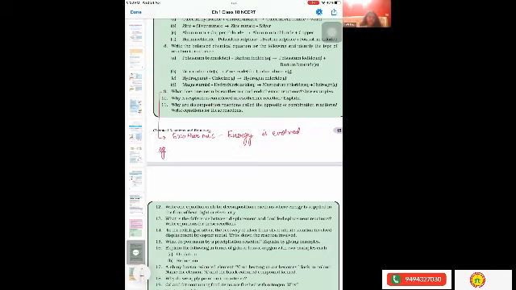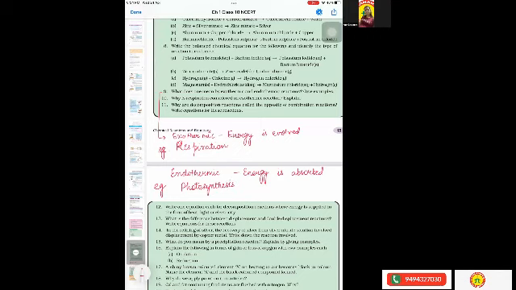Ma'am, may I tell? Yes, please. Ma'am, for endothermic, the example can be photosynthesis, and for exothermic, it will be respiration. Yes. And in case of endothermic, since energy is absorbed, the example is photosynthesis. Aryan, electrolysis would have been the example of endothermic. Okay, let's move to the next question.